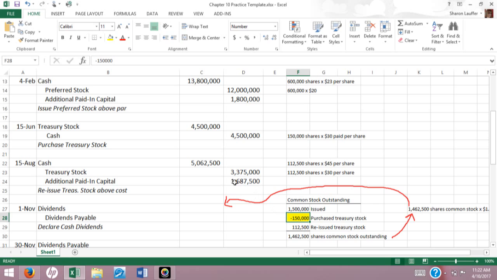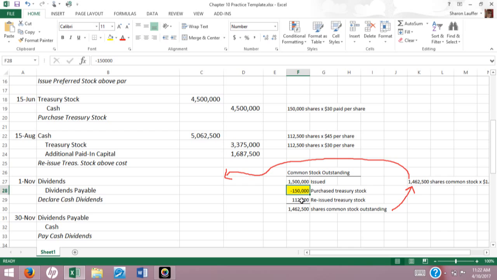Then down on August the 15th, we reissued part of those. So we reissued $112,500. So I'm still right down here in the yellow. So we're going to add those back to the amount that are outstanding. So if you take the 1,500,000 shares that were issued to start with, then subtract out the ones that we repurchased, and then add back in those that were reissued, you get 1,462,500 shares of common stock that are outstanding.